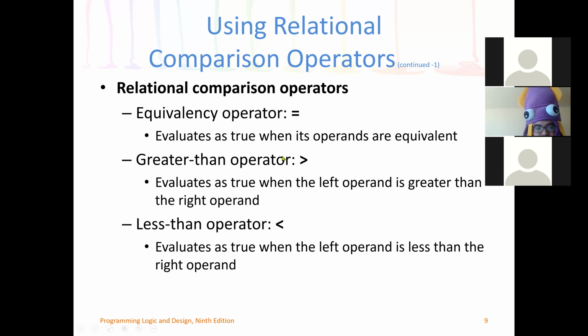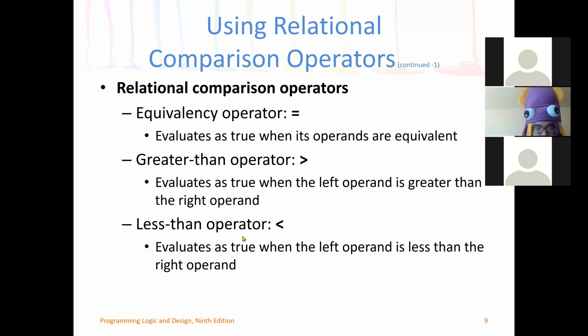So these are the relational operators. We have equal. This is to check if 2 or any value is equal to some variable, some content of a variable or another value. We also have the greater than, which we can check. For example, the hours is greater than 40. If so, then let's calculate overtime.